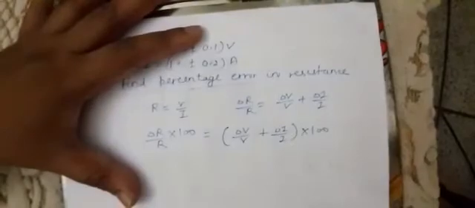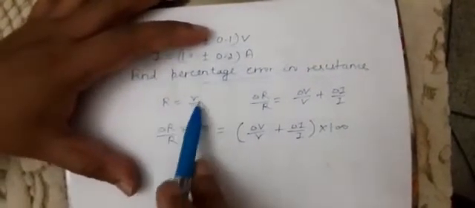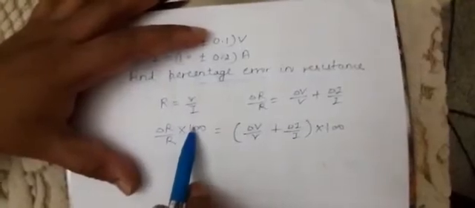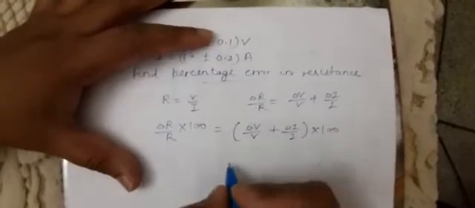See, in this case, when percentage error has been asked, then no need to find the resistance. No need to substitute value here. If resistance value has been asked, then only you have to solve it. So now substitute the value.